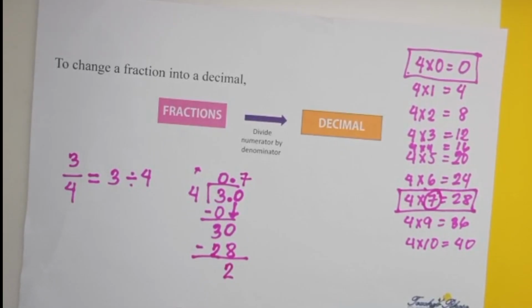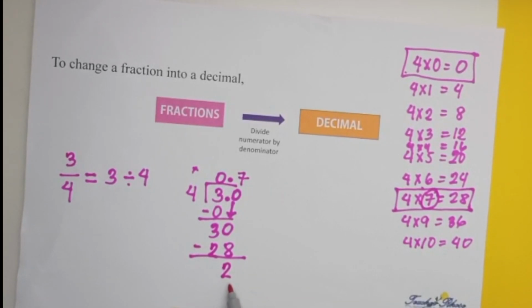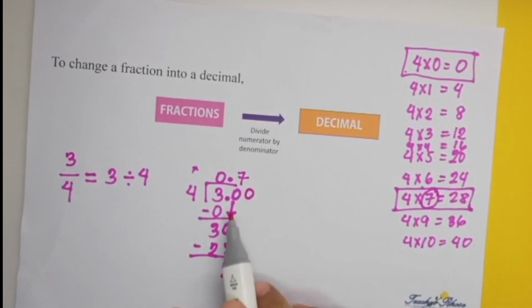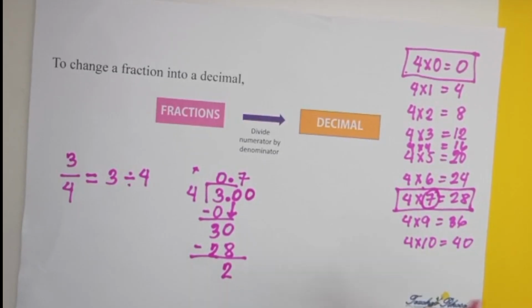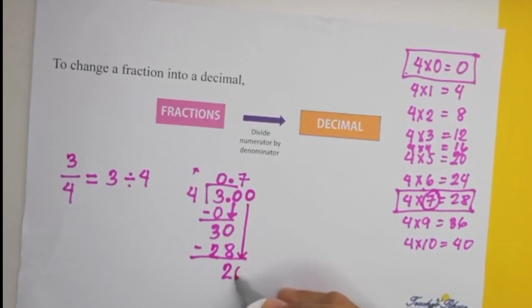Should I stop now? No, because I still have a remainder of 2. So I will add more zeros. Take note that you can add zeros as many as you need as long as you still have a remainder. But if the remainder is already 0, it's time for you to stop. Okay, now I'll bring down again.